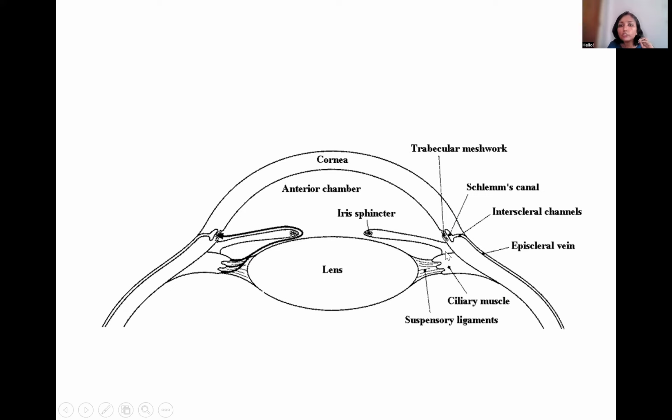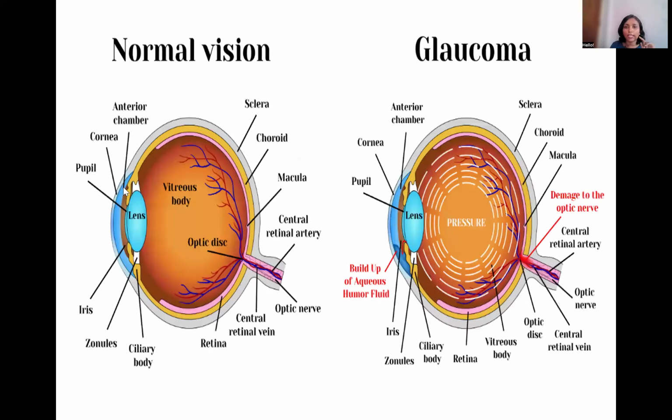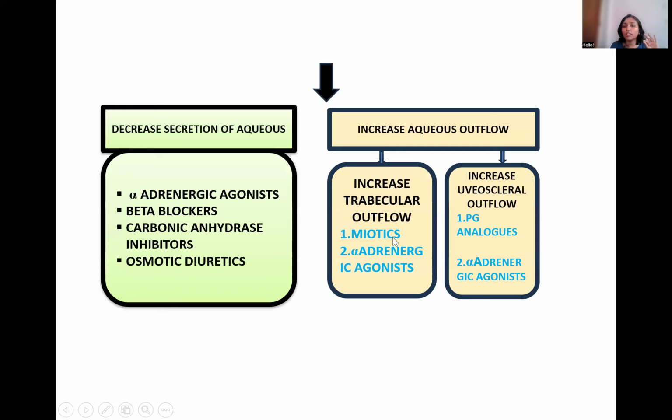So what can you do? Here you can try to move this iris away from the angle by giving miotics. Miotics means they have to come to the center, right? The pupillary constriction has to occur. So the iris will come to the center. This angle will be relieved of the obliteration or the obstruction, and aqueous can flow properly. So that is one mechanism. That is why miotics are given.